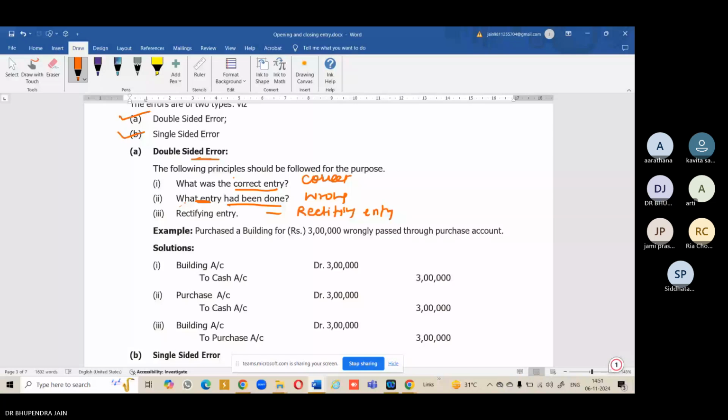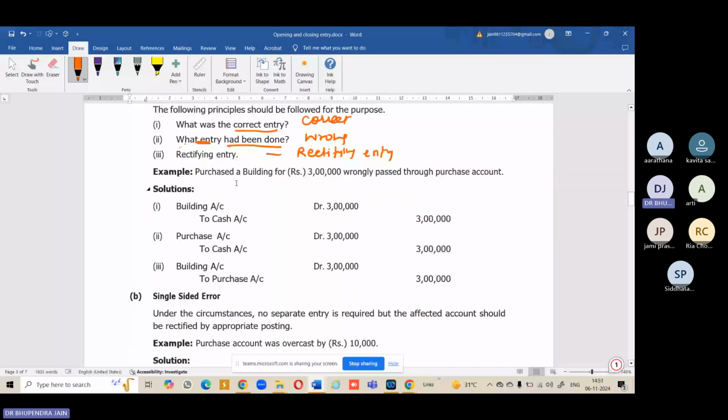Okay. Suppose an example. We have already done the same type of example in the last class. I am just focusing today on the complete theory of this chapter. Then we will solve one or two questions. Then we will discuss the next topic in the next class, I think bank reconciliation statement, BRS. Purchase of a building for rupees 3 lakh was wrongly passed through the purchase account. So what should be the correct entry? The correct entry is building account debit to cash.